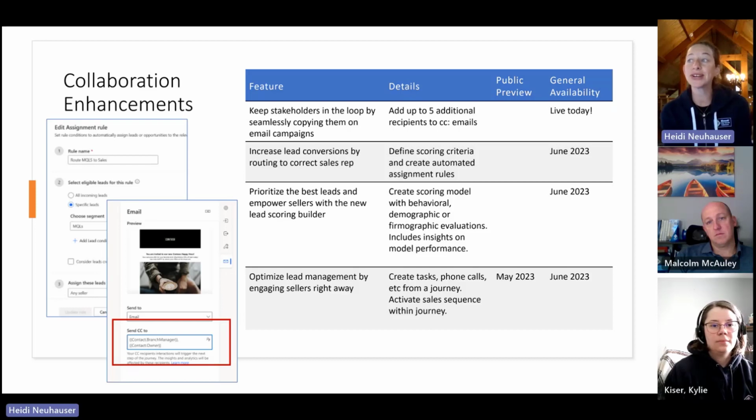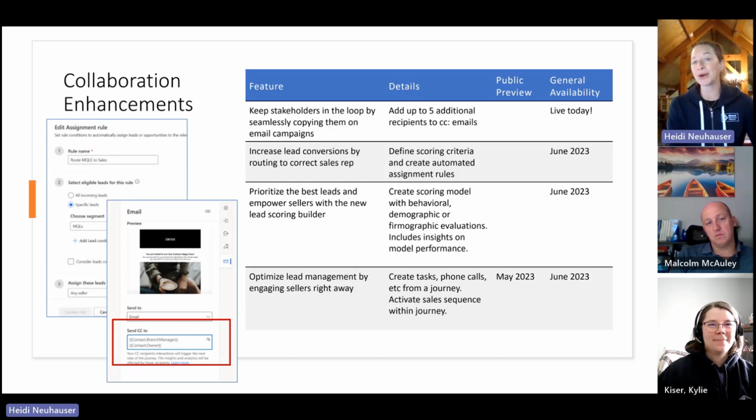Second one, increase lead conversions by routing to the correct sales rep. The next 3 you're going to see are really bringing sales and marketing together, which is really important. It's empowering marketers to take actions on behalf of sellers too, because sometimes the marketing department will know the right course of action before it's ready for a handoff to sales. Increased lead conversions by routing to the correct sales rep is just defining a scoring criteria and then creating automated assignment rules. You can see there's a screenshot in the back here that's showing you that.